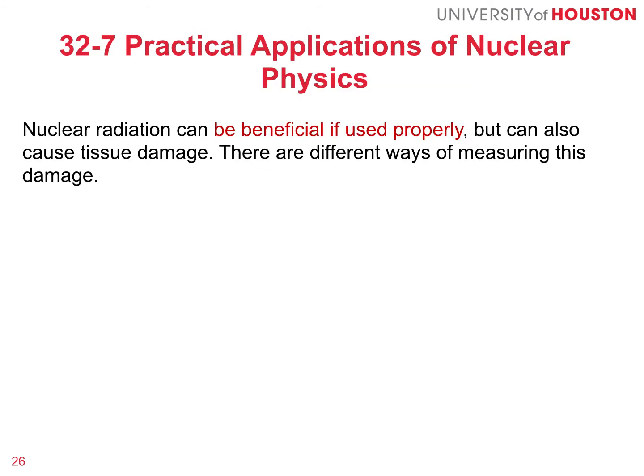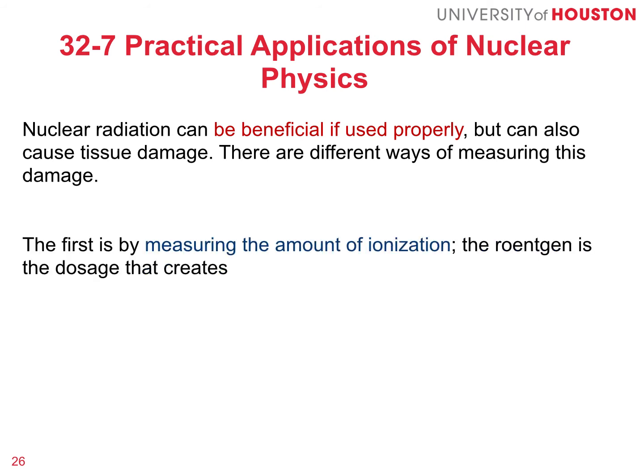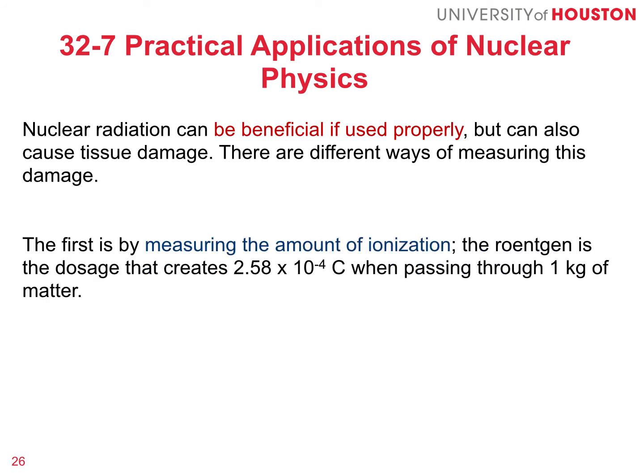Nuclear radiation can be very beneficial if used properly, but it can also cause tissue damage if used improperly. There are a number of ways to assess this damage. The first is to measure the amount of ionization. Radioactive particles are very energetic, and they can essentially liberate electrons from atoms and cause ionization in the process.